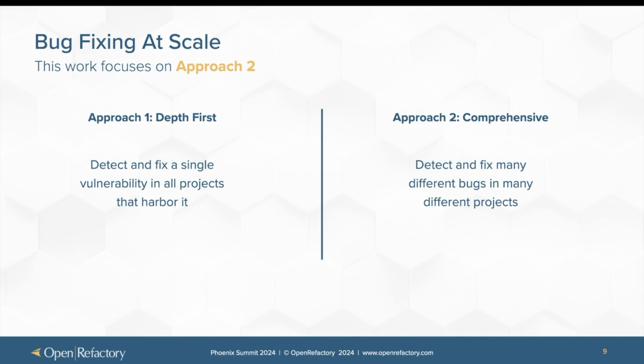So let's look at this bug fixing at scale aspect. There are two ways where we can look at a bug and then fix that in open source software. One would be a depth-first approach, where we detect and fix a single vulnerability or a single bug in all projects that harbor that particular problem. Another approach is to detect and fix many different bugs in many different projects. Our work focuses on approach 2, which is the more comprehensive approach.